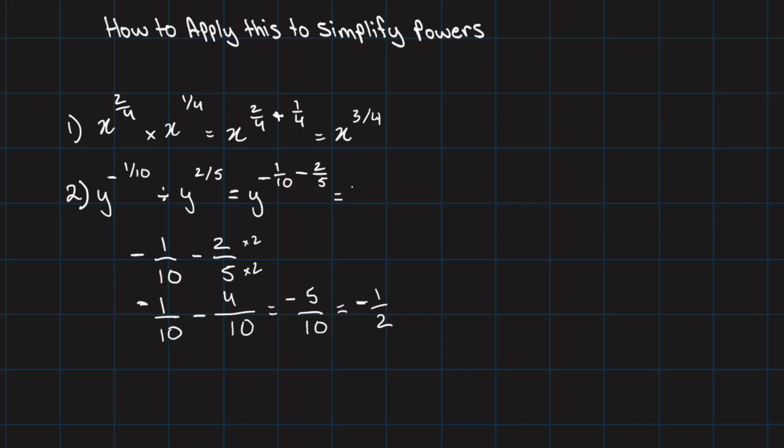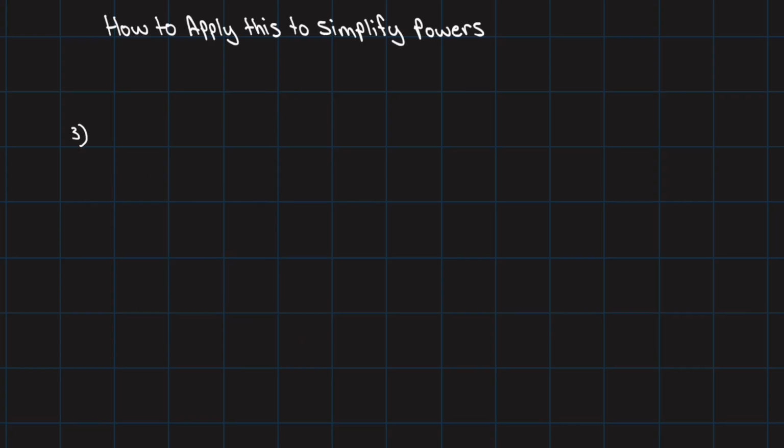So our final answer here would be y to the power of negative 1/2. Another example, say we have x to the power of 1 over 2, all to the power of 2 over 3. Our exponent laws tell us that this means x to the power of 1/2 times 2 over 3. So we just strictly multiply, and this gives us x to the power of 2 over 6, which can be further simplified to x to the power of 1/3.